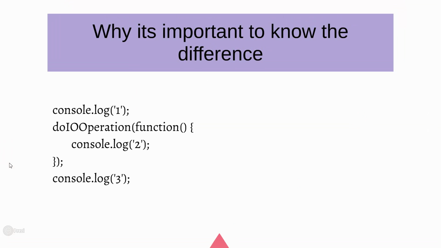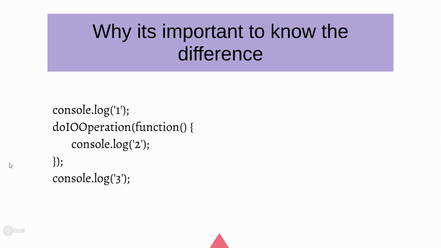So, does anybody not understand what this code is doing? 2 is a callback to say once the I/O operation is finished, we'll write 2 out. And there's 3. So those 3 different types of asynchronous or parallel models will give different outputs for this code here.